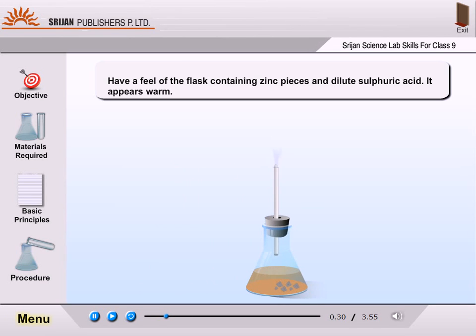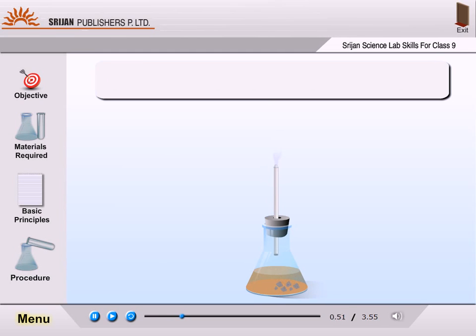Have a feel of the flask containing zinc pieces and dilute sulphuric acid. It appears warm. Perform the following test on the hydrogen gas produced in the flask. Test, experiment, observation, inference. Nature.